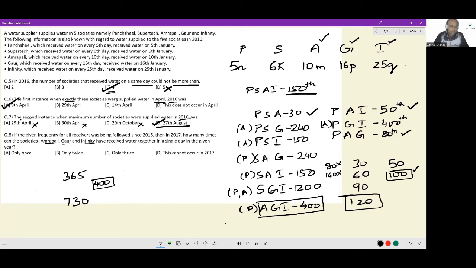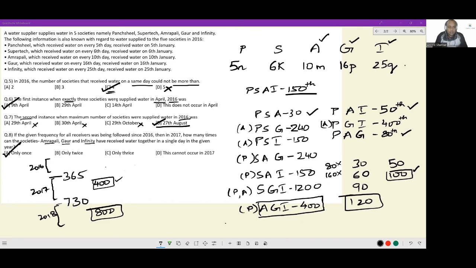But in 2017, there will be no other instance, because the next instance is going to be at the 800th day, which will be in 2018 now. Up until here, we have 2016 running. From here to here, we have 2017 running. After this point, we have 2018 running. The question is asking me, when would Amrapali, Gaur, and Infinity receive water together in 2017? How many times? There is just one instance on the 400th day. And therefore, the answer to this question has to be option A. They will only receive water together once in that given period.